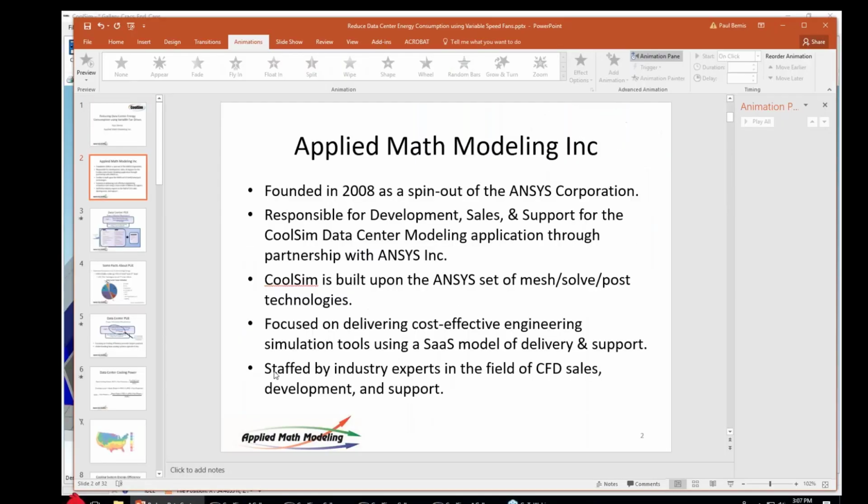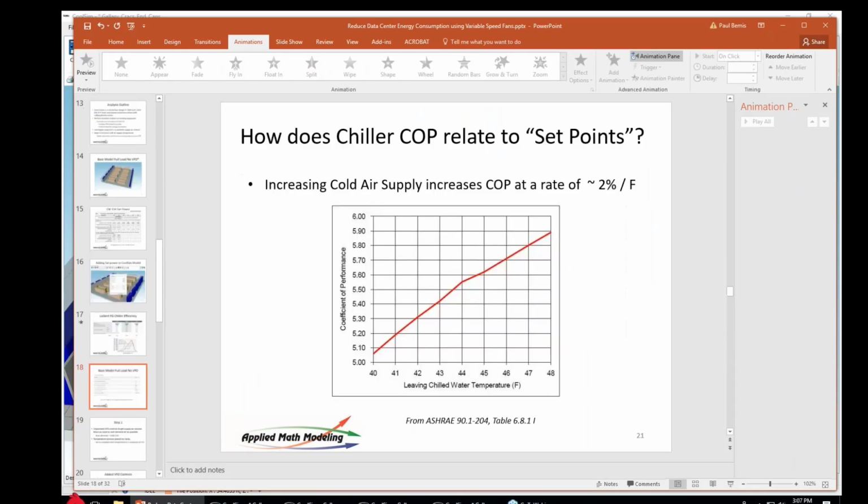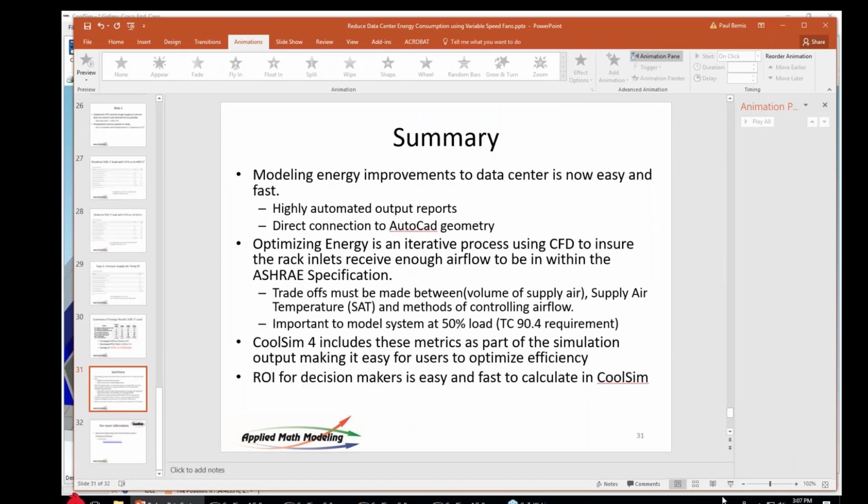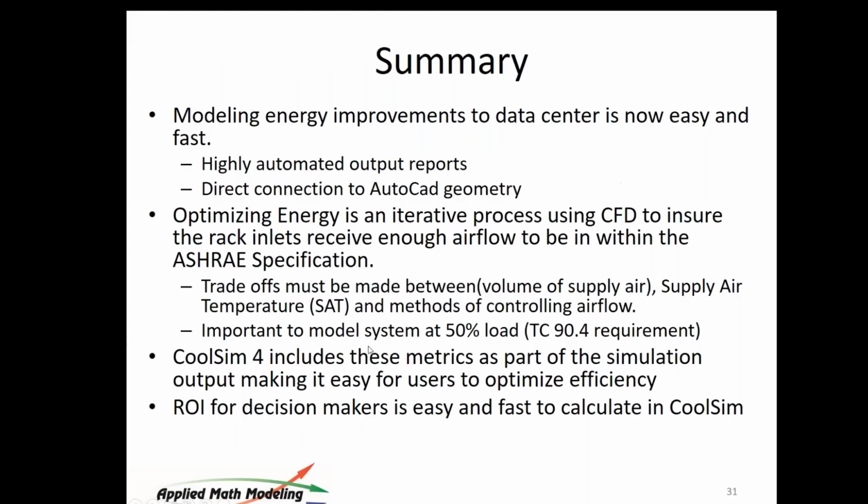So let me just go back to the end here and do the summary slide. I'll ask if there's any more questions. I think I got everything here that I wanted to cover. This TC 90.4 is going to become more popular. Watch your 50% load cases. You're going to want to model those.